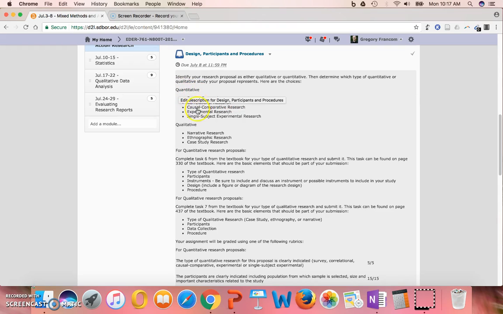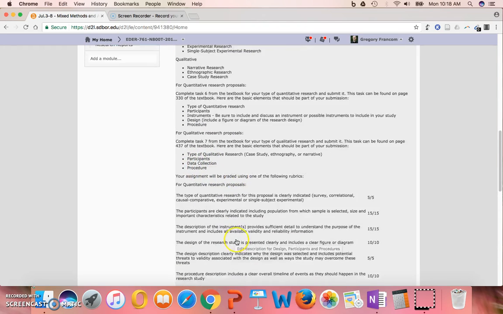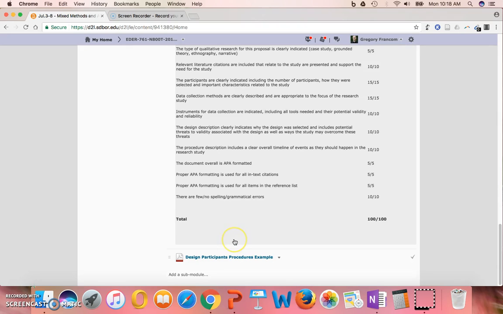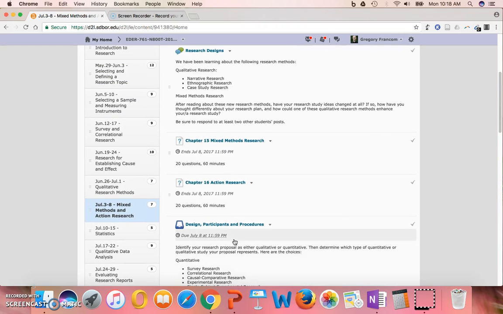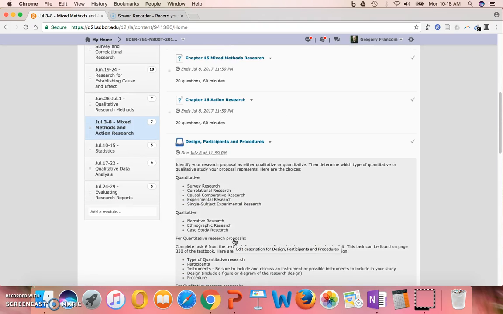So if it's quantitative, you're going to be looking at one of these 5 methods. If it's qualitative, you'll look at one of the 3 methods that we're learning about this week. And then you are going to include information about it. So tell me the type of research, the participants for your study, the instruments you want to use, the design, and the procedure. Or if it's qualitative, the type, participants, and data collection and procedure. So that's what is due, not till next week though, but just to give you a heads up that it is due upcoming, and you'll want to make sure that you pick a research method in anticipation of this assignment.